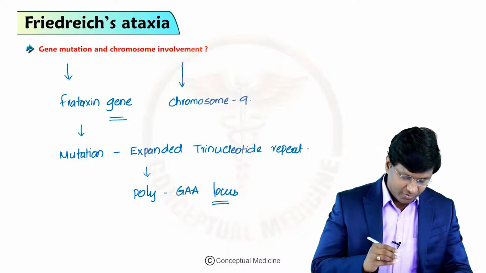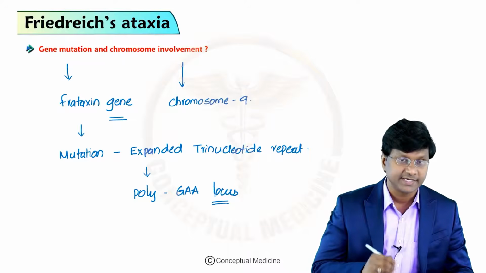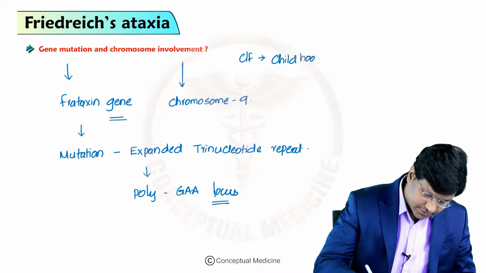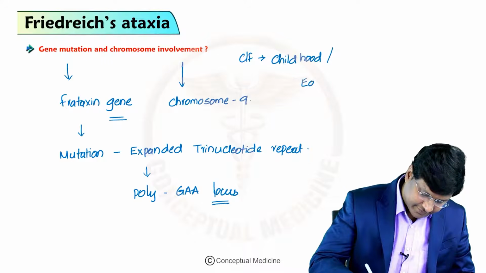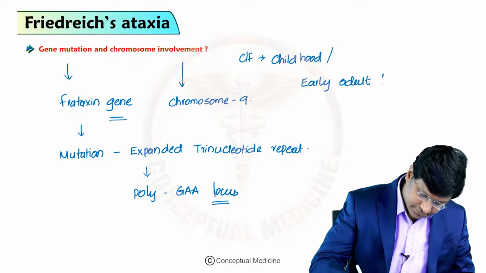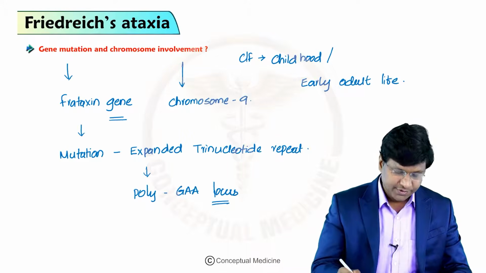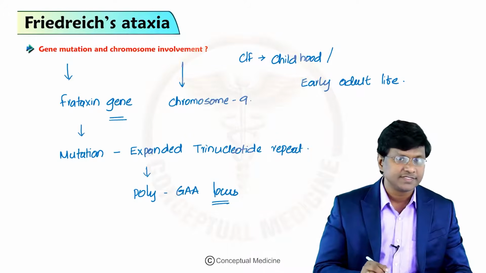Right, and what is the age group at which you will have the clinical features in these patients with Friedreich's ataxia? The clinical features are usually seen in childhood or early adult life. In childhood or in early adult life, you will have the onset of clinical manifestations in these patients.